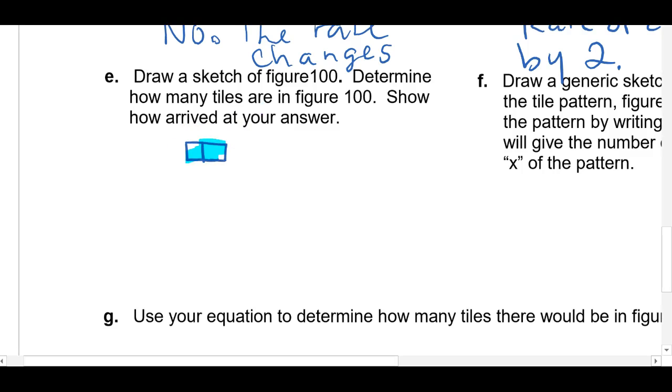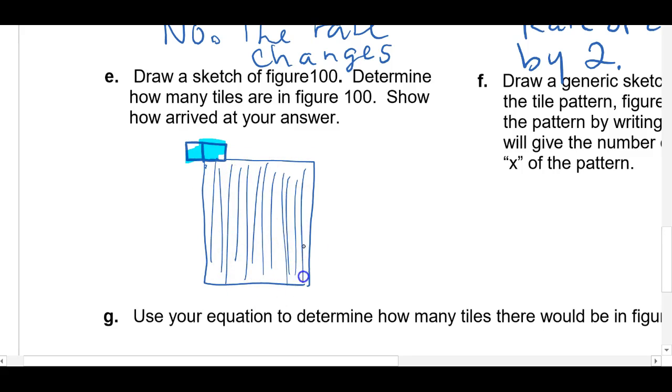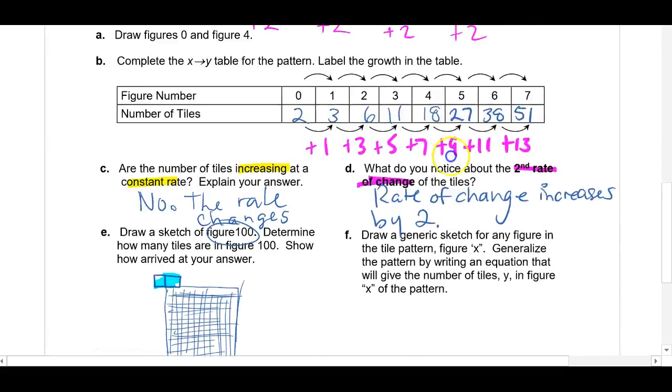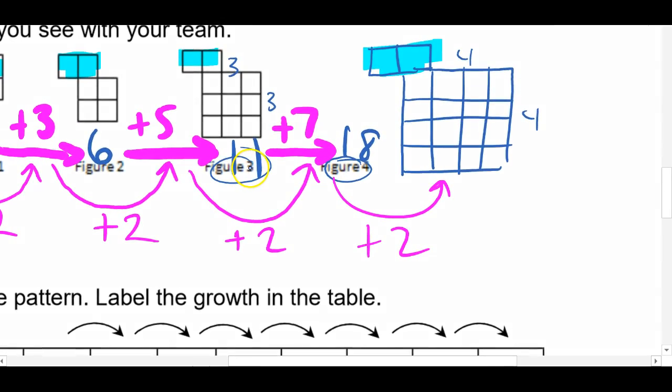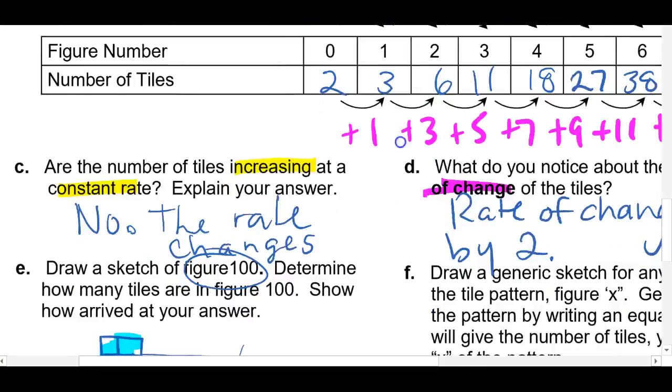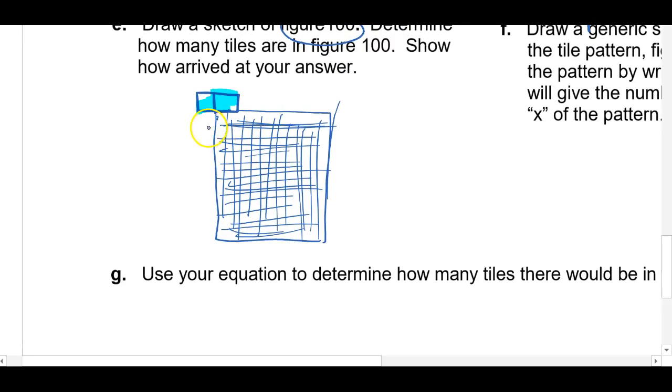Okay, so now I've got to figure out, well, what's the size of the square? Man, remember it's a sketch, so it doesn't have to be perfect. Figure 100 probably has lots of tiles, and there's no way I can draw that many. Okay. Well, for figure 100, if we go back to the other pictures, if this was figure number 3, then it was 3 by 3. Figure number 4 is 4 by 4. So the figure number tells us how wide and how long. So that means that this is 100 by 100.